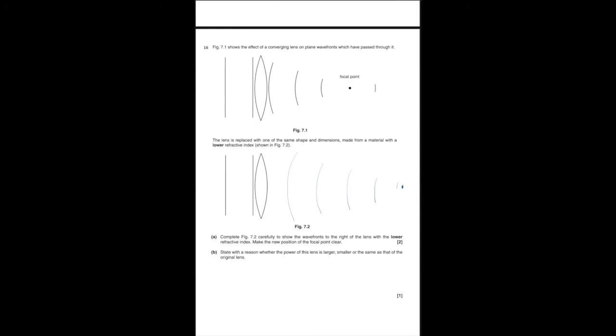State with a reason whether the power of this lens is larger, smaller, or the same as that of the original lens. A couple of arguments you could put forward here. The bottom line is it is actually smaller. Okay, the first argument you could give, well, you could give the fact that power is 1 over the focal length. And in this case, focal length has increased. So there is one argument for it.